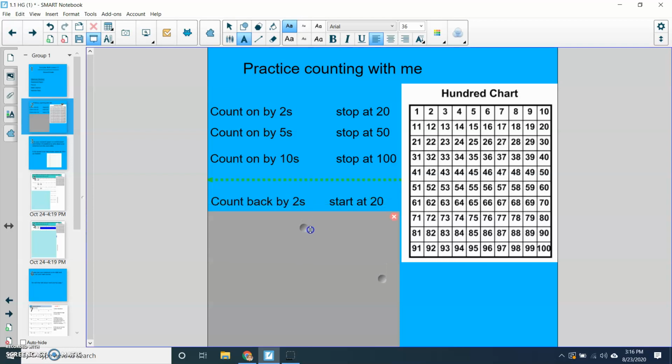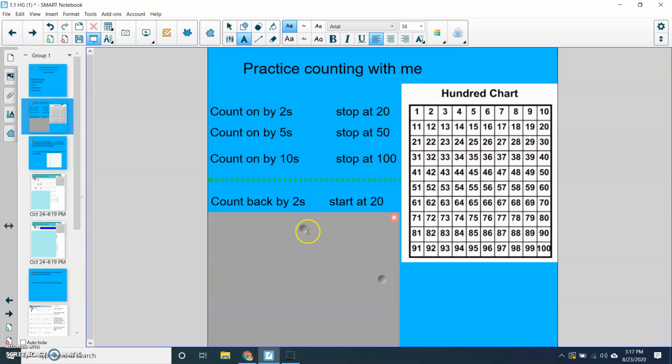The next thing we're going to do is count backwards. We'll count backwards by 2s, but this time we'll start at 20 and we'll stop when we reach 0. Are you ready? Again, we're going to start at 20 and count backwards. Here we go. 20, 18, 16, 14, 12, 10, 8, 6, 4, 2, 0.